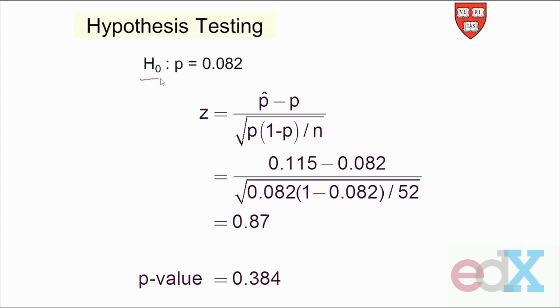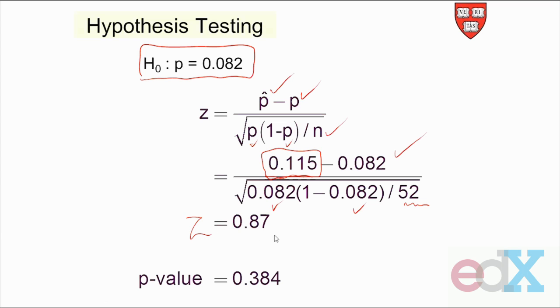Now, suppose we want to test the hypothesis that the proportion is 0.082. Well, that's easy because now we can put that there, and we know n, and we have observed the proportion in the sample. For example, suppose 0.115 was the proportion in the sample. Then we can calculate our z by putting in 0.082, 0.082, 0.082 with a sample size of 52. The answer is z equals 0.87, and we look that up in Stata, and we get that the p-value is 0.384. So that's easy to do.